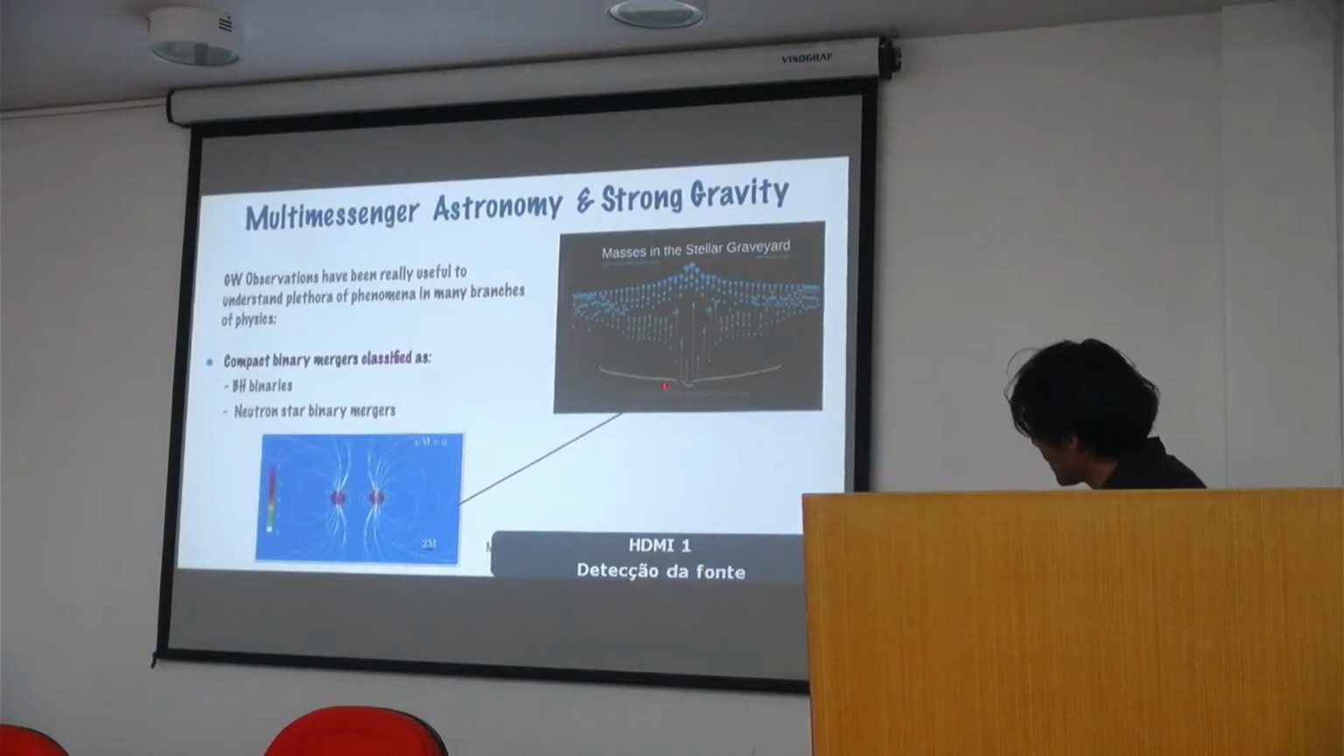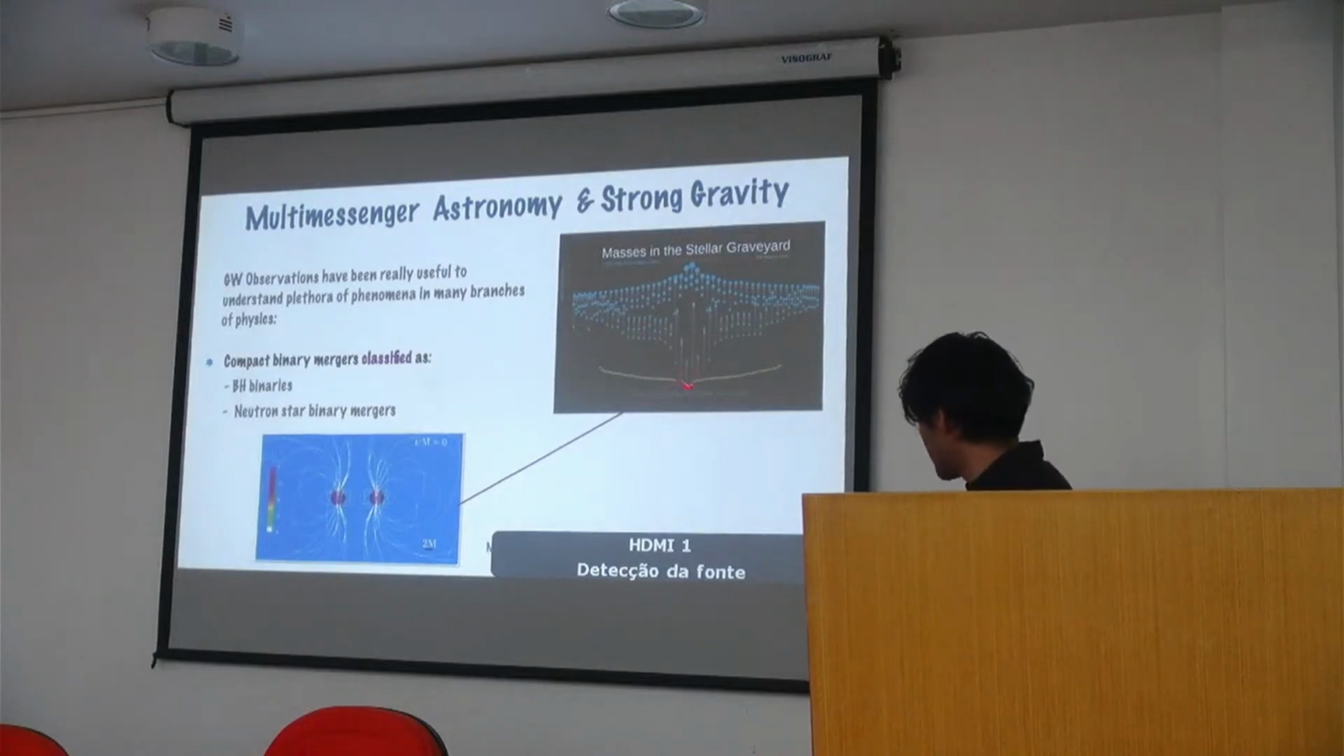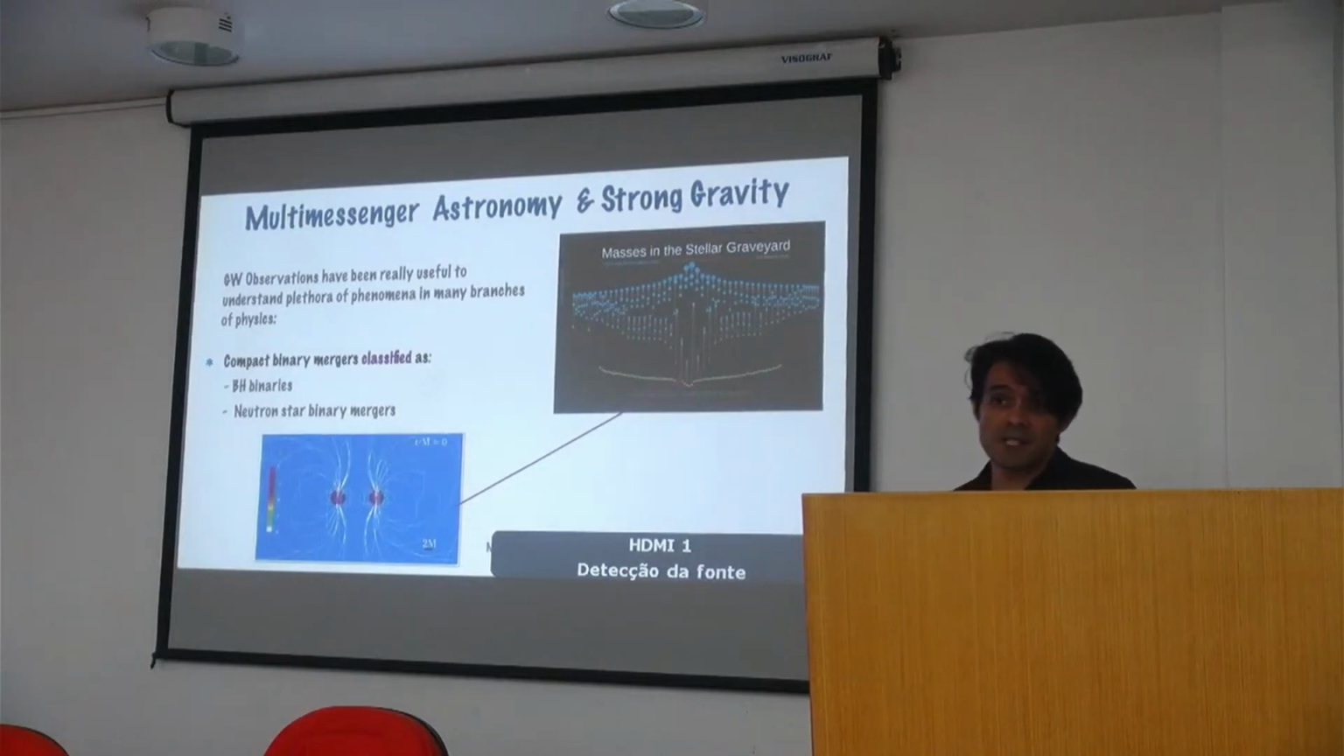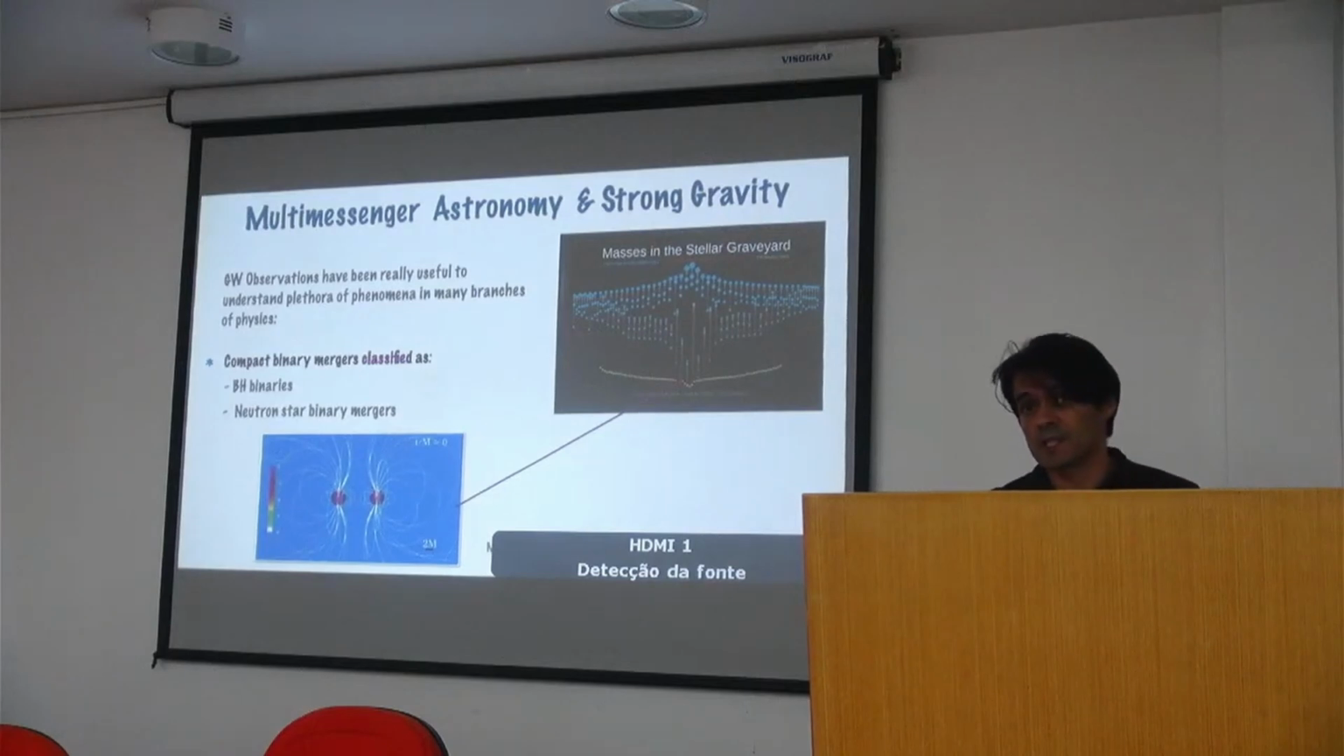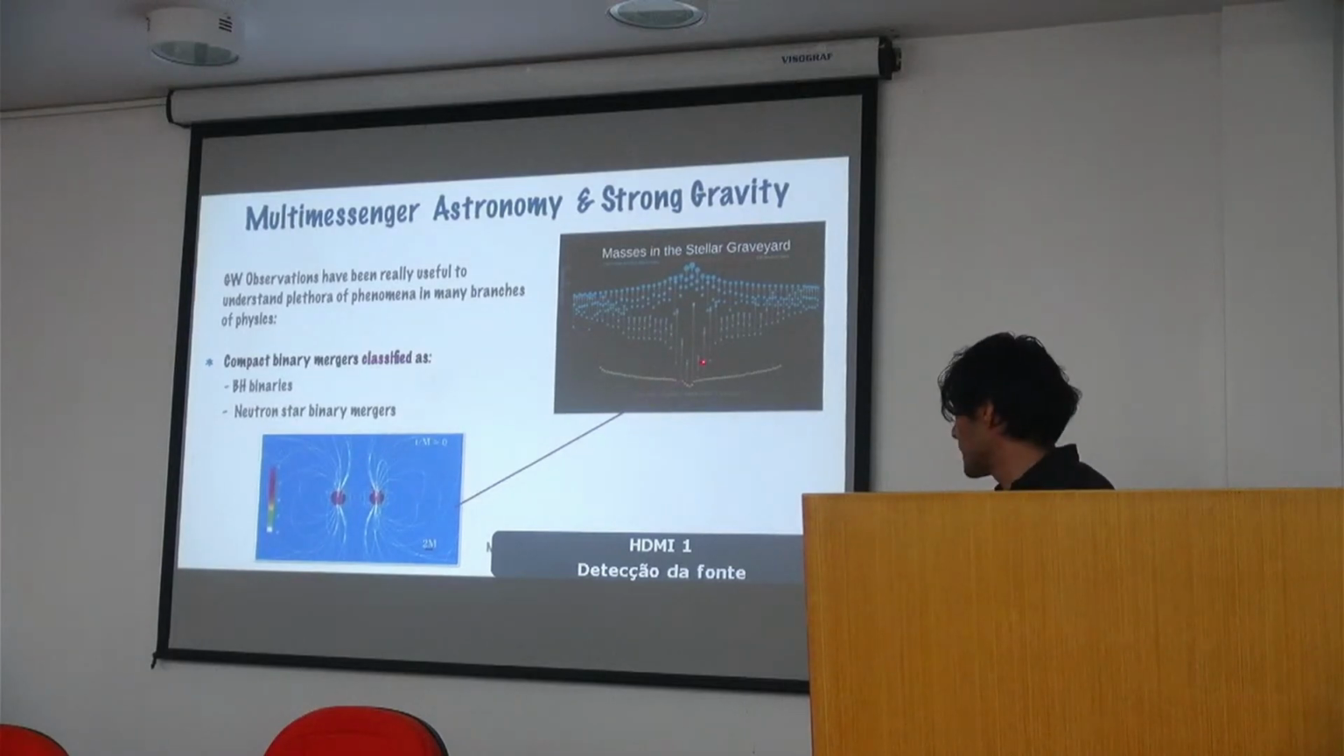And of course, we have observed binary neutron star mergers, the orange points that appear here. But because the sensitivity of the detectors is not good enough, we don't know exactly what the remnant is. Maybe you cannot see it, but for the remnant we don't know if it is a black hole or a neutron star. This is why you see blue and orange there.